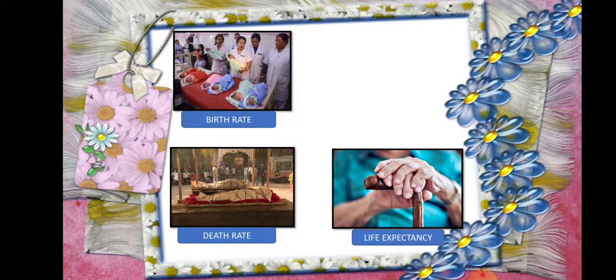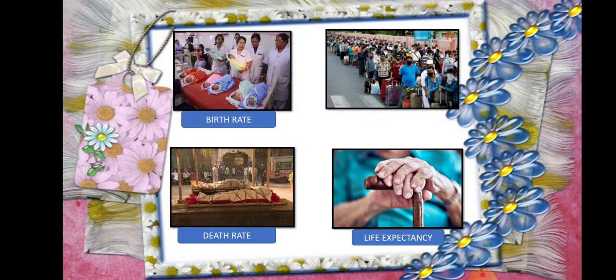Now the other factor is life expectancy. What does it mean? The average lifespan of a person in an area is called life expectancy. And the next one is migration. The movement of an individual or a group out of an area or into that area is called migration.